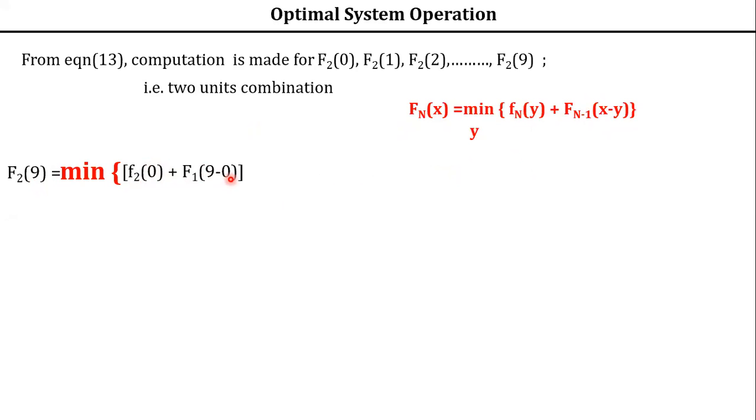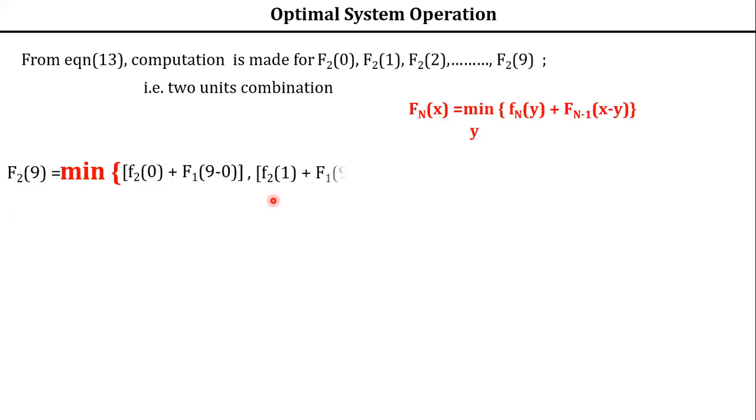This is the one combination. What is the resultant? f2 means 0 megawatt is assigned to the second unit. That means the second unit is not operating; it is not producing anything. And what about the first unit? The total 9 megawatt is met by unit 1. Understood? So this is how we have to read it. What you have to do is write all the combinations, then out of these combinations, see which combination provides the minimum value. That is your minimum cost of generating 9 megawatt by your two units. Clear? So this is one combination.